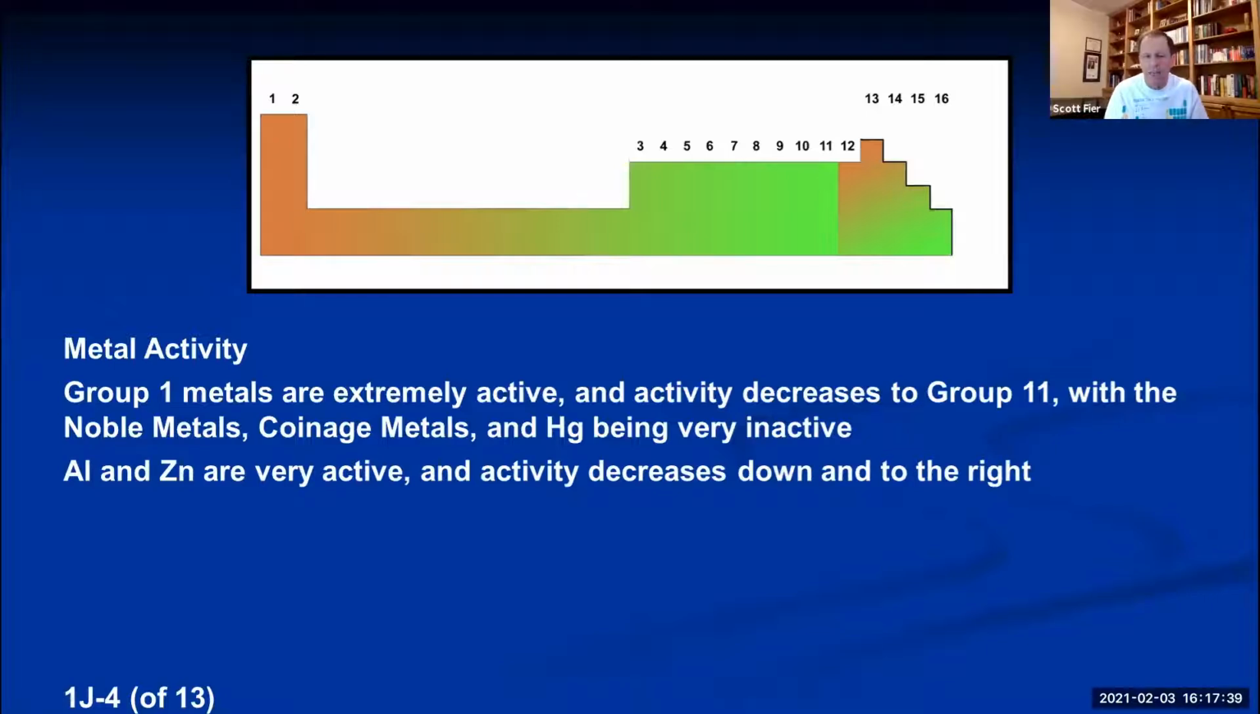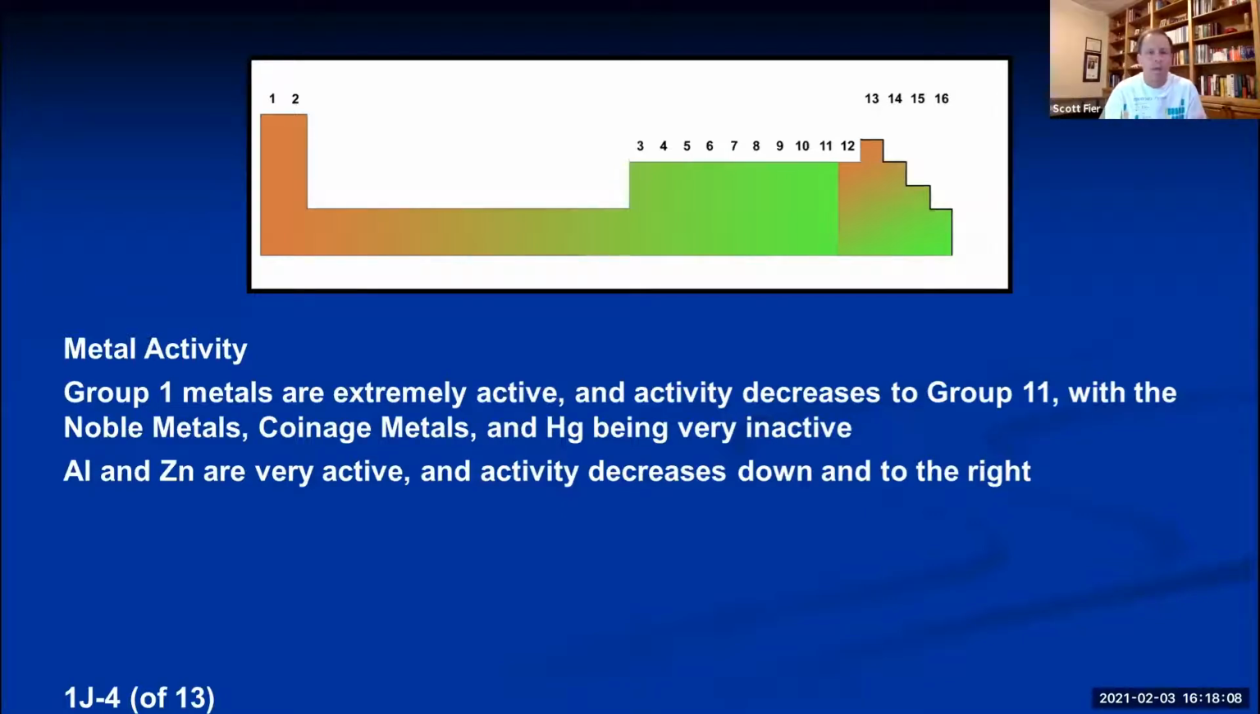So the second half of the trend is aluminum and zinc are very reactive, and their activity decreases down and to the right. So I would like you to use this pattern if you're going to predict between pairs of metals which one you think is more reactive and which one is least reactive. Okay? So those are the properties I would like you to know about metals. Physical properties, chemical properties, then we talked about hardness, and we talked about their activity trend on the periodic table.